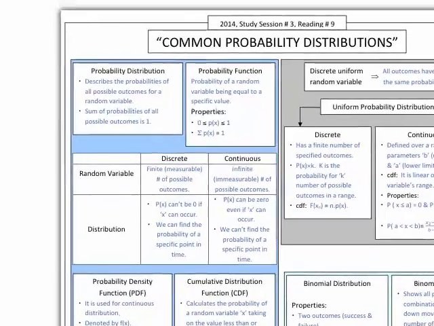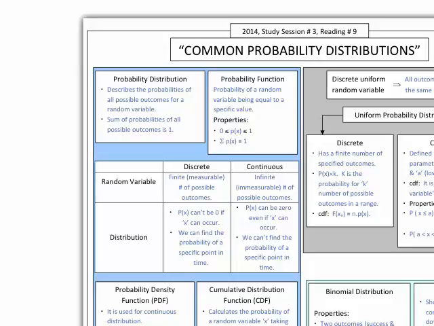Now, what is a probability distribution? Clearly, you can understand that there are many. Just the word "distributions" indicates there are many. And furthermore, we are only going to focus on some common ones. There are many uncommon probability distributions that we are not going to focus on. This reading only talks about some common probability distributions.